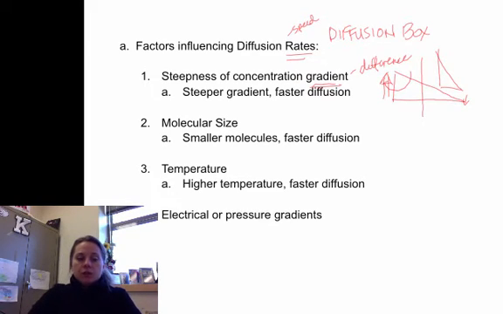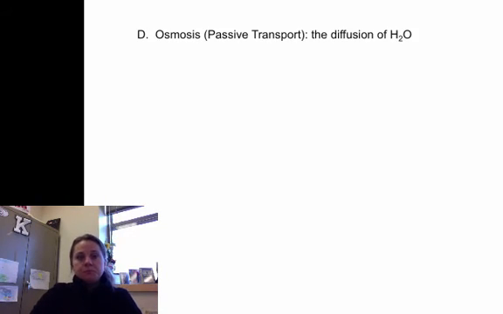And lastly, other types of gradients like electrical gradients or pressure gradients are going to influence how fast diffusion happens. In our cases, though, we're going to be spending most of our time checking out these. But I just wanted you to be aware that the idea of electrical or pressure gradients also influences the rate at which diffusion happens.